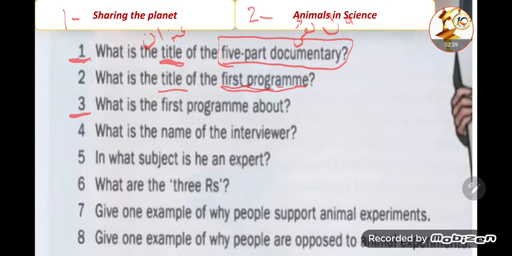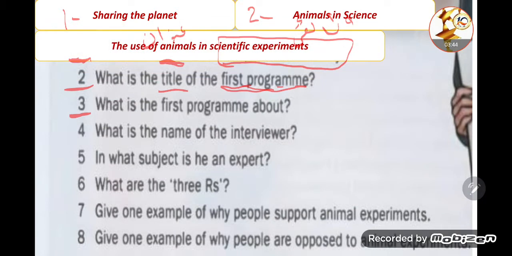Now move to branch number 3. What is the first program about? What was the first program from this 5-part documentary about? Of course, the first program is about the use of animals in scientific experiments. When I used "was" earlier, it is because I already read it and you read it and we understood it together. So the first program is about the use of animals in scientific experiments. Let's see the answer as you can see.